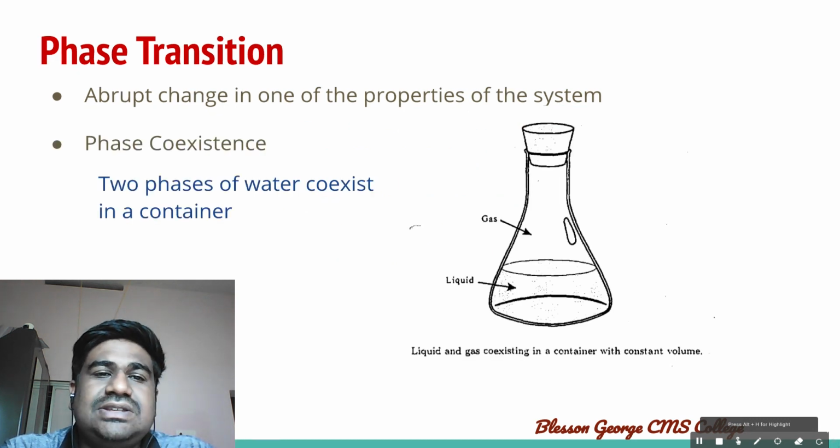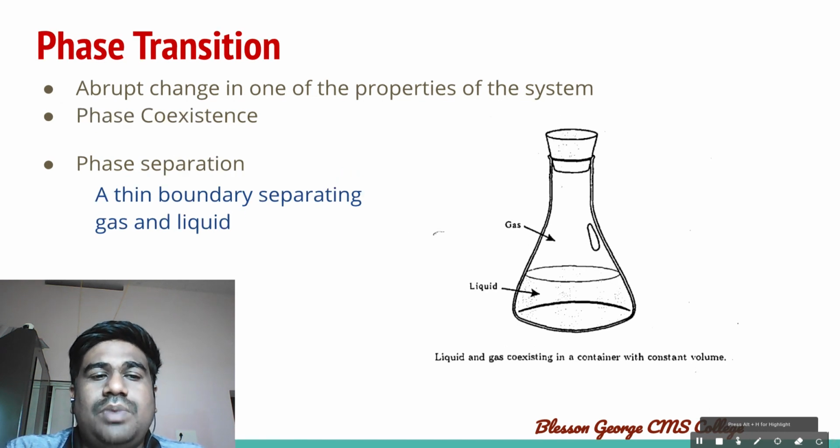The second property of phase transition is phase coexistence. See this figure of a sealed container. Here gas and liquid phases are coexisting inside the container. That means two phases are coexisting in a system. Here two phases of water are coexisting in a container.